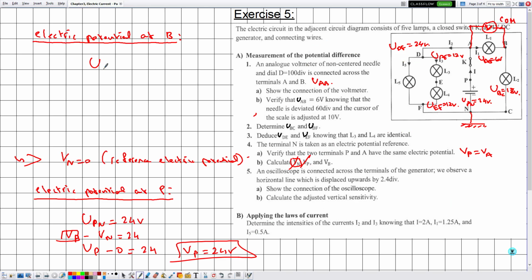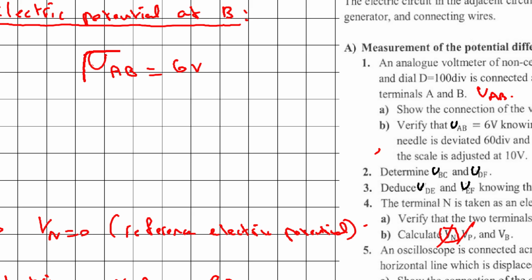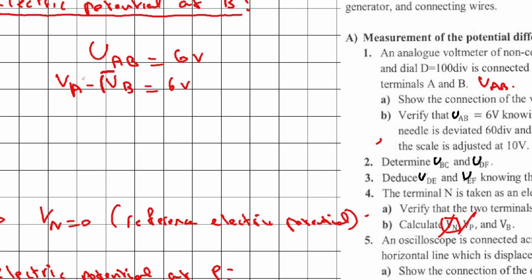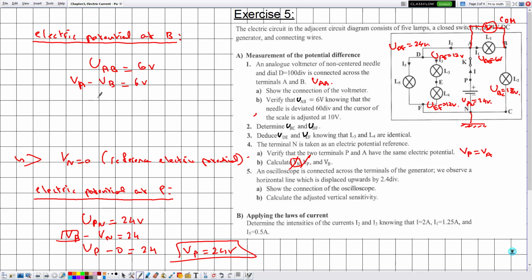So now UAB is equal to 6 volts, so VB appears explicitly here. VA minus VB is equal to 6 volts, and we are interested in determining VB. Notice that VA is equal to VP, which is 24 volts, which means 24 minus VB is equal to 6. Here we will not place a unit, but it's the same. Then simply 24 minus 6 is equal to VB, so VB is equal to 12 volts.